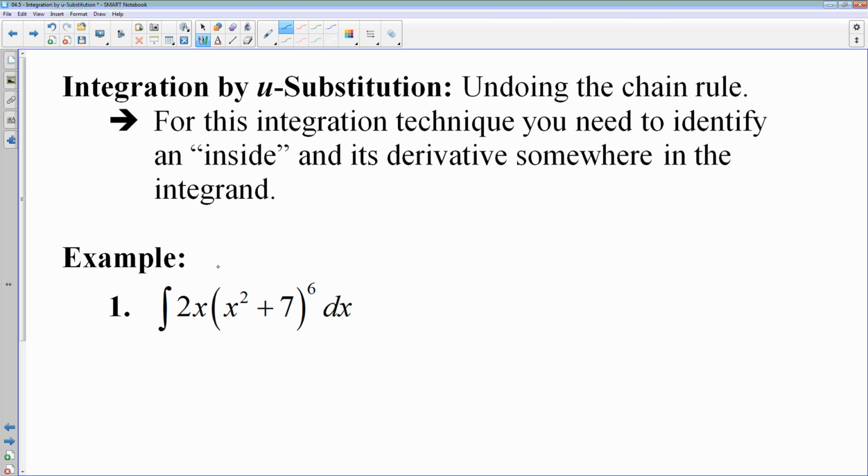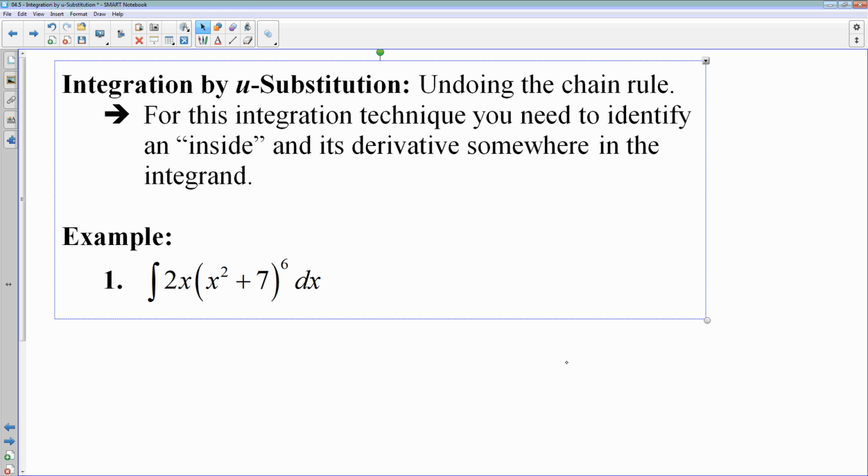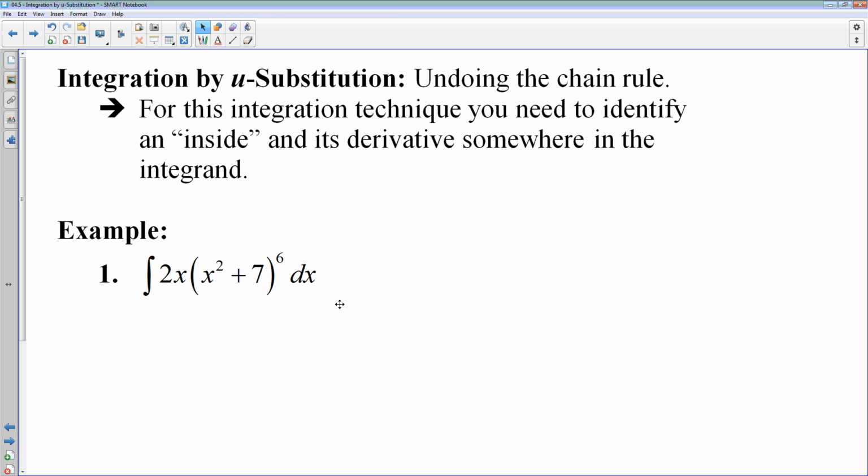And so here's an example. I'm looking at number 1 right here. The inside on this one is easy to see because it's set off by parentheses. So I'm looking and I see x squared plus 7. And then I think to myself, what is the derivative of x squared plus 7? Well, the derivative of x squared plus 7 is 2x. So I see an inside and the derivative of the inside somewhere else. That's a cue that you're going to use u-substitution.